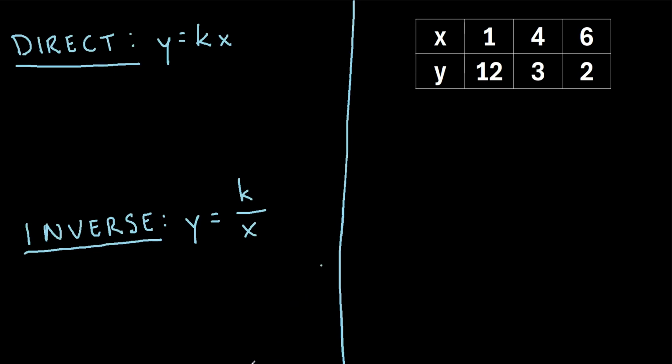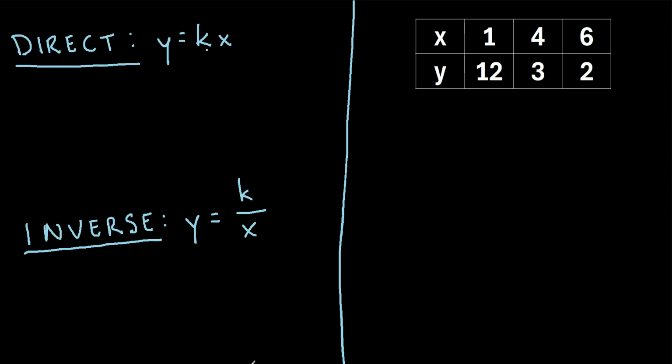In this video, we will talk about how to determine if a table of x and y values represents direct variation or inverse variation. So here are the two formulas. If x and y have direct variation, we can write the formula y is equal to k times x, where k is known as the constant of variation.